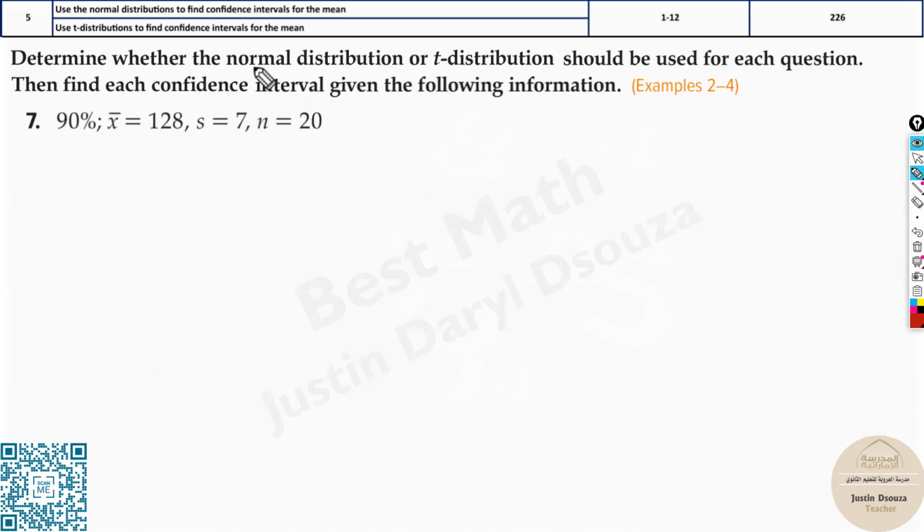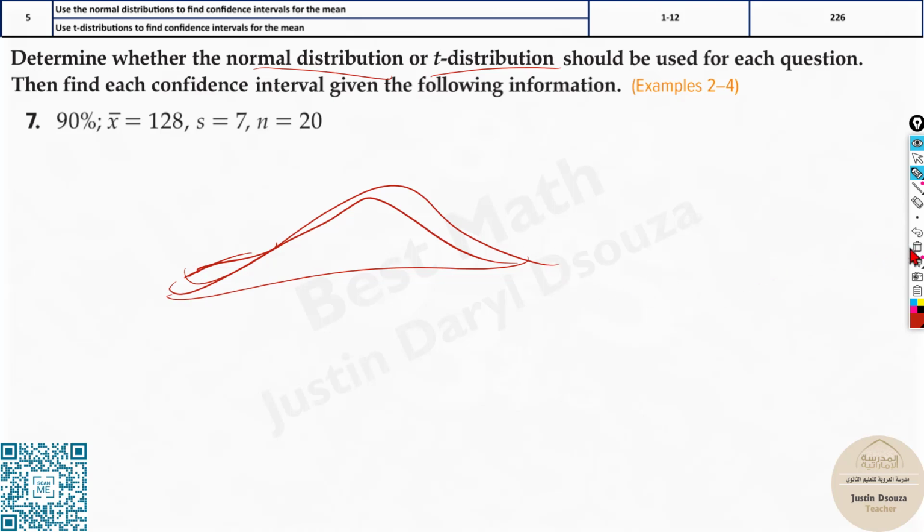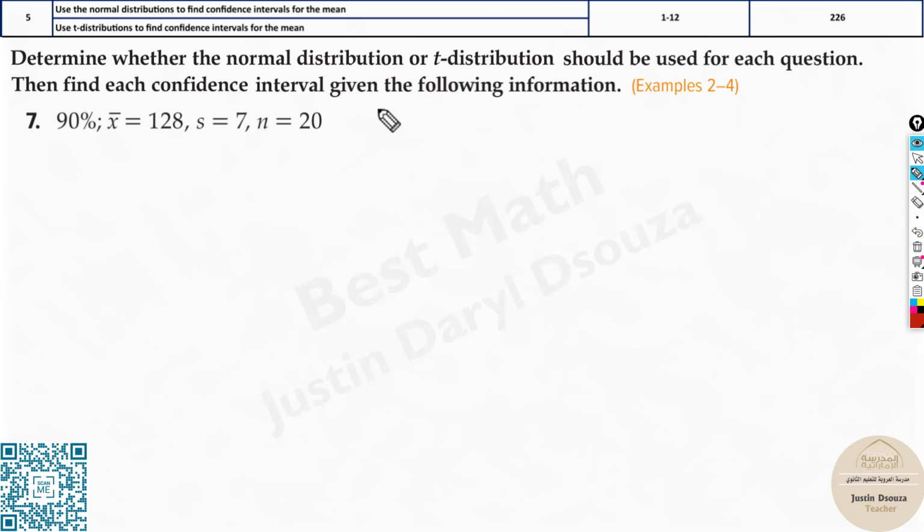And what is the difference between normal distribution and t-distribution? They're almost the same, but the graph will be a little different. The curve becomes a bit bigger in terms of the t-distribution, whereas the normal distribution is a normal distribution curve, right? There are a few differences, but the most important difference is that normal distribution is used when you have a bigger set of data, and bigger means n must be at least greater than 30.